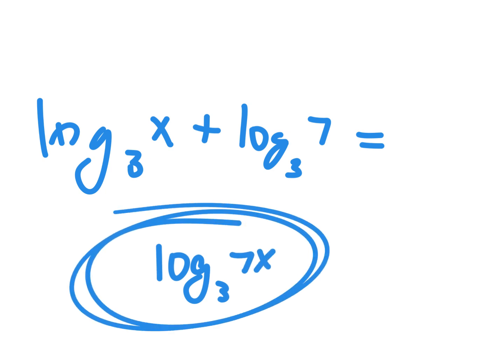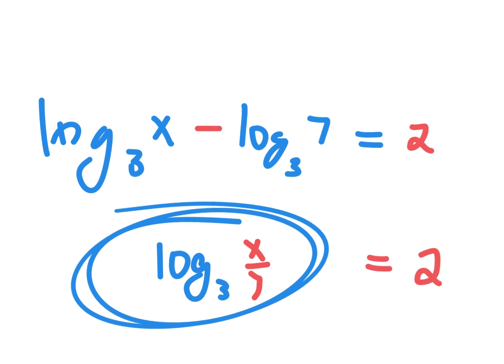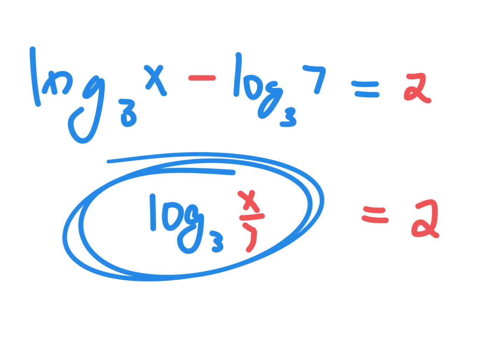Awesome. What if it had been minus, though? It's just a simple little change. And it's not 7x anymore. What is it now? X over 7. Very good. Okay. Now let's say that that equaled 2. I can just bring my equals 2 down. Would you know how to take it from here then?